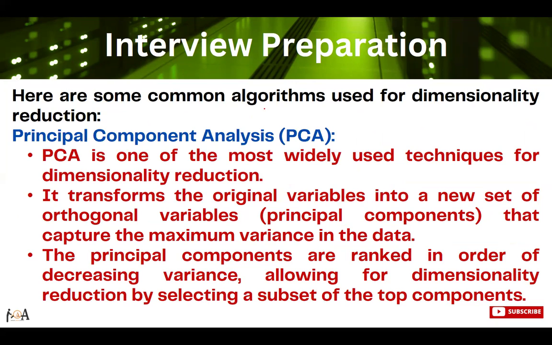So there are some important algorithms for dimensionality reduction, out of which one is PCA, that is principal component analysis, right? So principal component analysis is basically the most widely used technique for dimensionality reduction. It transforms the original variables into a new set of orthogonal variables, that is, into principal components that capture the maximum variance in the data.